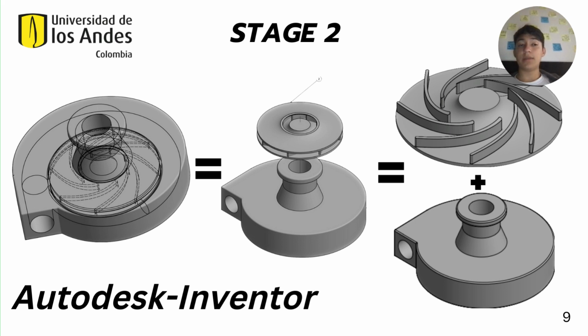In stage 2, we developed the impeller and volute on Inventor by importing the data and extruding it. Here we can see the 3D models of the parts and the assembly. You can see the impeller, the volute, and an assembly of both parts.